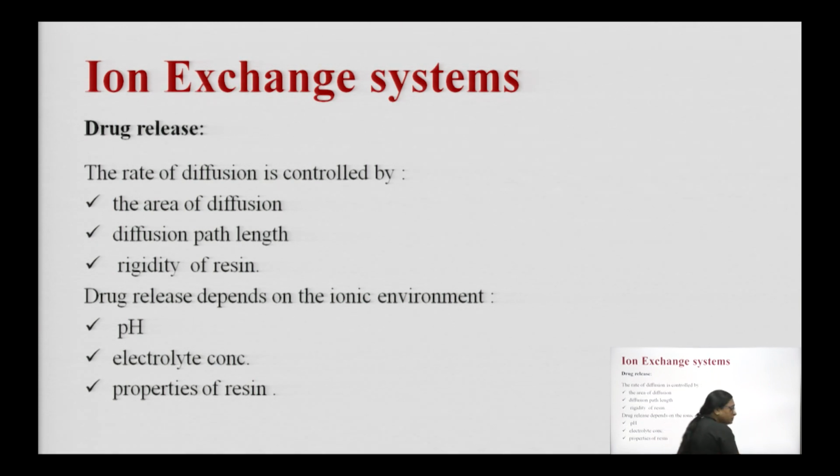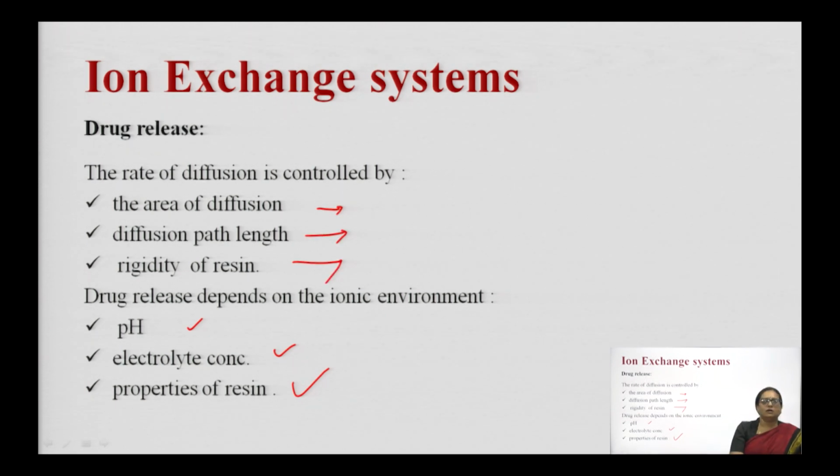The drug release rate from these drug resin complexes is affected by the ionic environment, that is the pH, the electrolyte concentration and the properties of the resins. The diffusion rate of the drug from these resins will depend upon the area of diffusion, diffusion path length and rigidity of the resin. The higher the area of diffusion available, the faster will be the drug release.